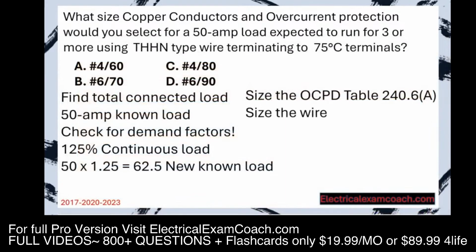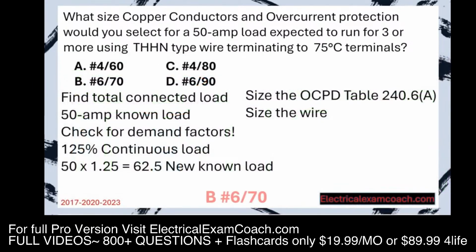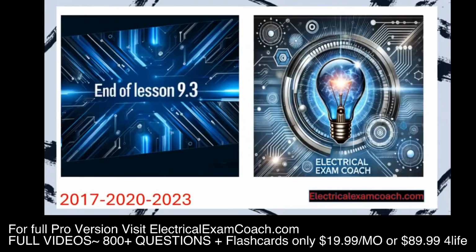Now let's size our wire. Heading to our primary ampacity table, we're going to be on the copper side of the table in the 75°C column, and we find a wire that meets or exceeds the known load. When we do, we find that it needs to be a 6-gauge wire on a 70 amp breaker. Great job. This is the end of lesson 9.3.